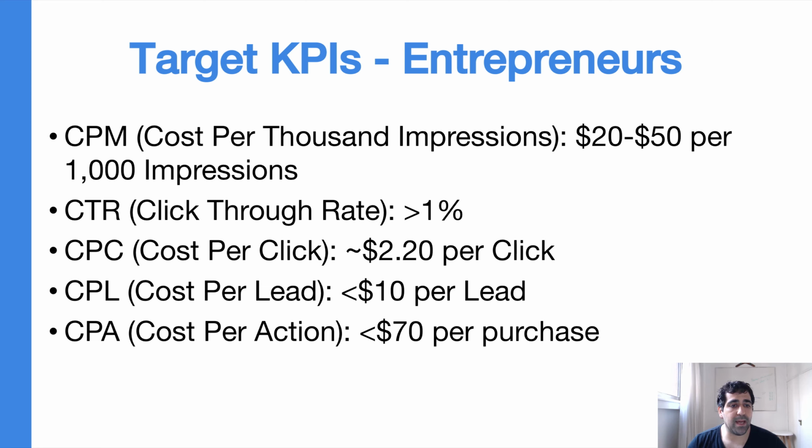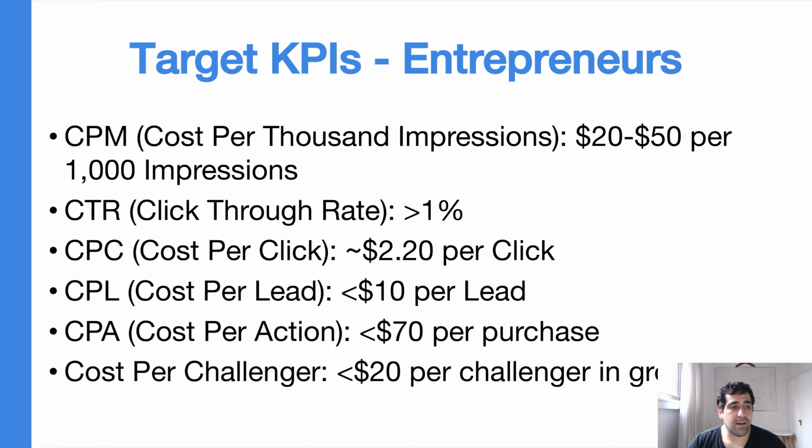Then CPA below 70 per purchase, which obviously depends on many things. So this is kind of a reference. Take it with a grain of salt, because it really depends. This number can be sometimes 30, sometimes 300, right? It really depends on what you are trying to accomplish on your campaign.